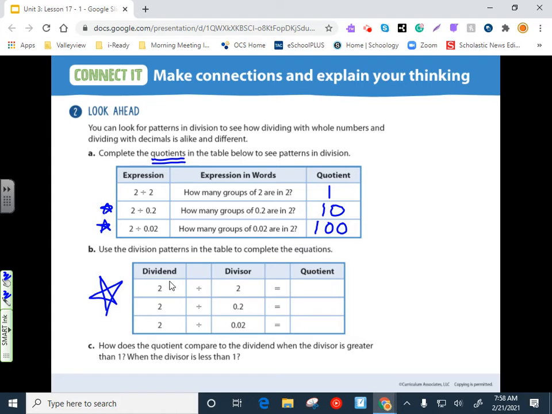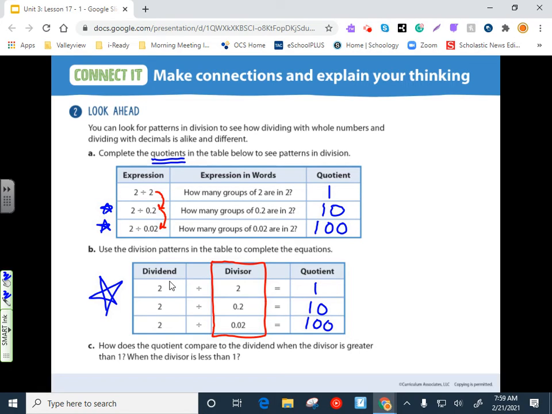Actually, all 3 of them are from the warm-up, but the pattern you'll probably notice is, notice this 2 becomes 2, then it becomes 2/10, then it becomes 200ths. And look what happens to your quotient over here. As that decimal point moves, your quotient gets larger. So as the decimal in your divisor gets smaller, your quotient, or your answer, gets bigger. So that's the pattern that we're looking at here. In fact, we kind of answer that in part C down here. But let me just copy this stuff back down here.